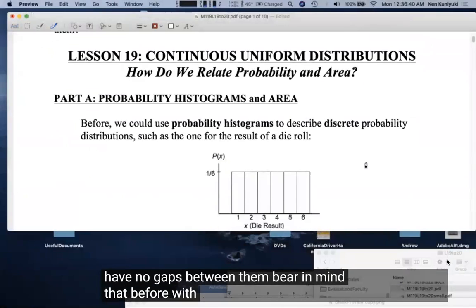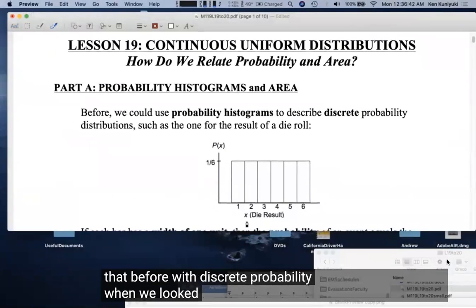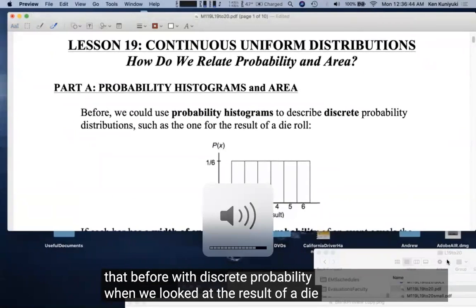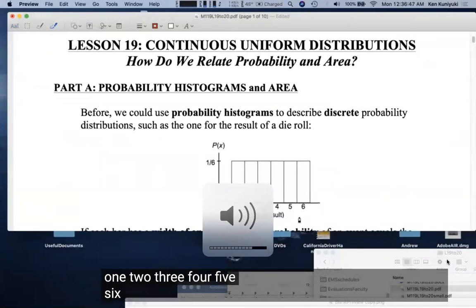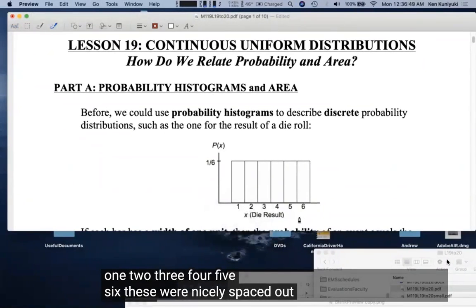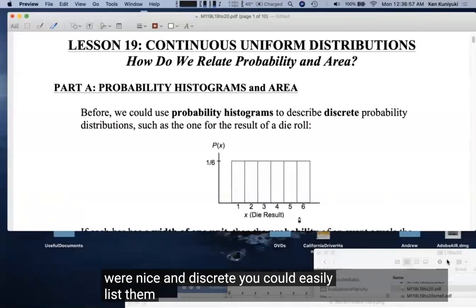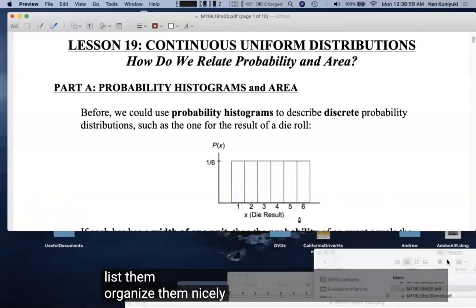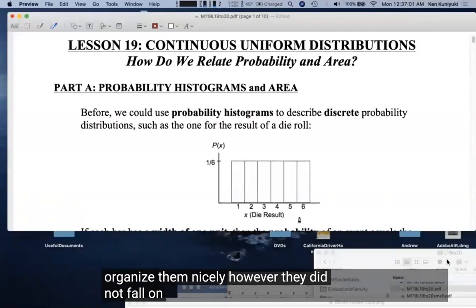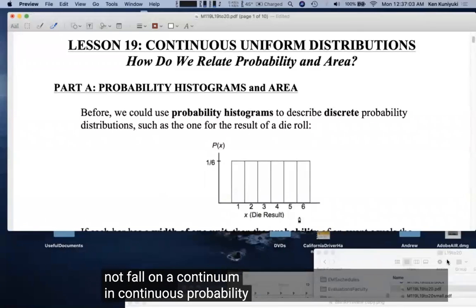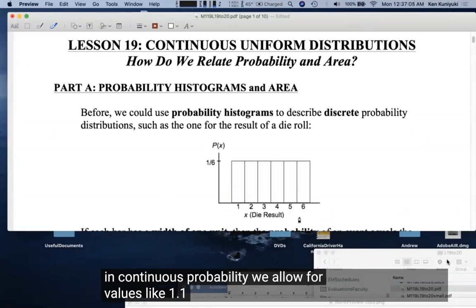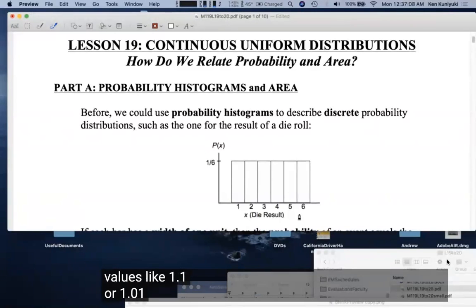Bear in mind that before, with discrete probability, when we looked at the result of a die, 1, 2, 3, 4, 5, 6, these were nicely spaced out possible values for x, the result of one die. The possible values of x were nice and discrete. You could easily list them, organize them nicely. However, they did not fall on a continuum. In continuous probability, we allow for values like 1.1 or 1.01.